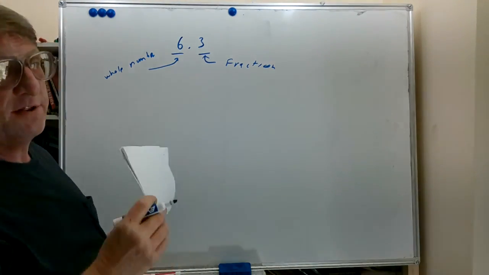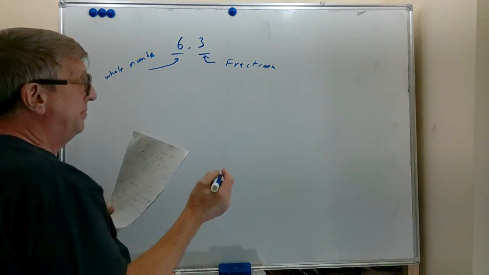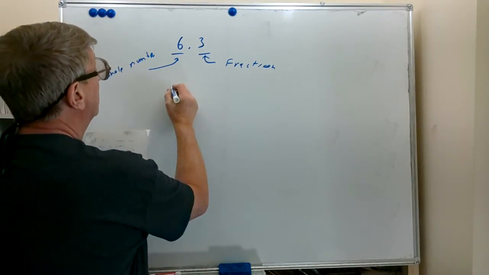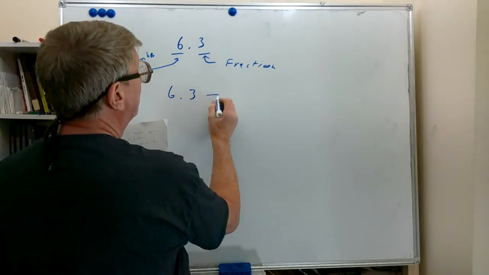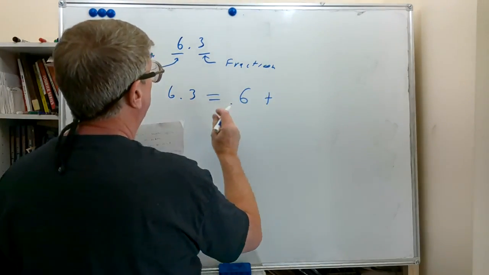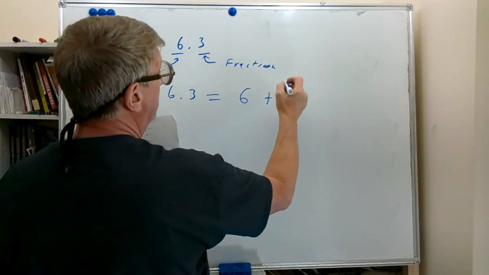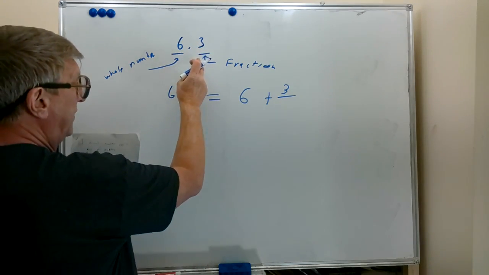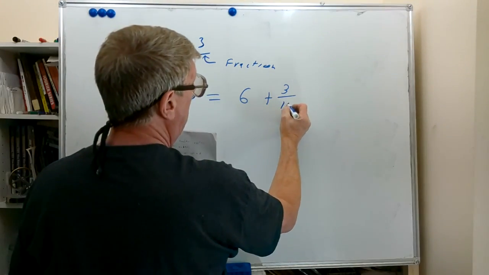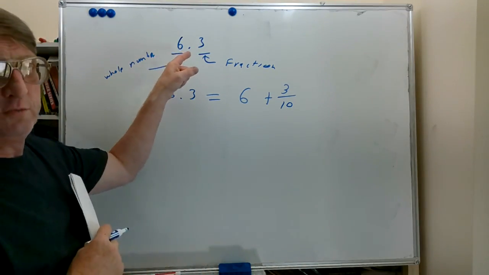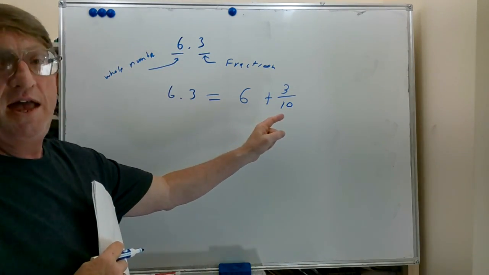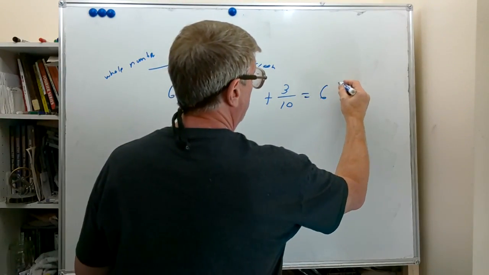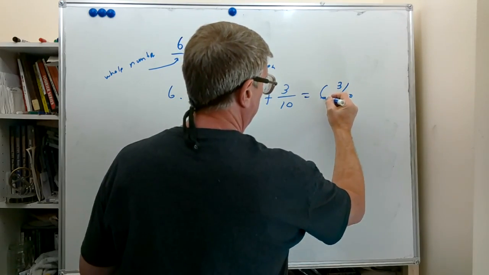Remember when we talked a few minutes ago about the last lesson about mixed numbers? This really is a mixed number. 6.3 is the same as 6 plus, we take the fractional portion, 3 over, what was our denominator? It was 10, a 1 with a single zero. So this 6.3 is exactly the same as 6 plus 3/10, or we could just write it as 6 and 3/10, which is the common way we write these things.